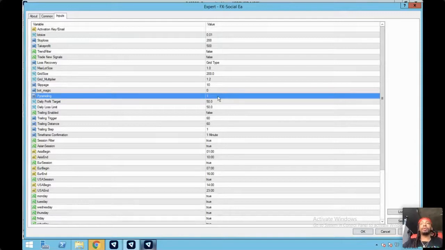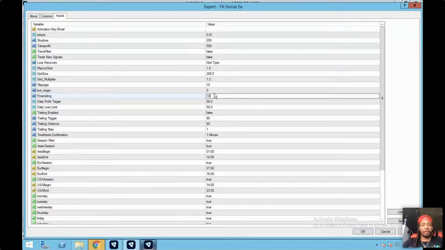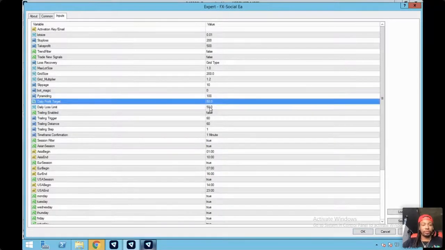Pyramiding. Pyramiding is how many trades you're going to allow the bot to have open at one time. So if you keep it at one, it's only going to have one trade open. So I like to keep it between 10 to 100. I just do 100.